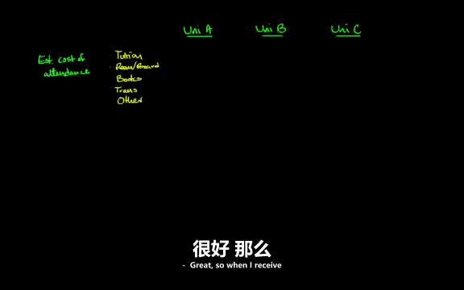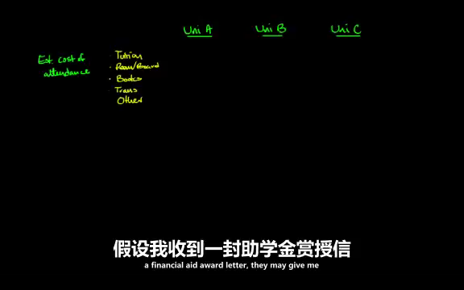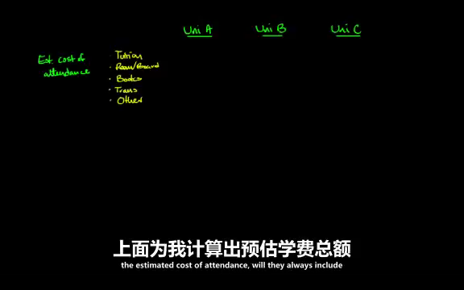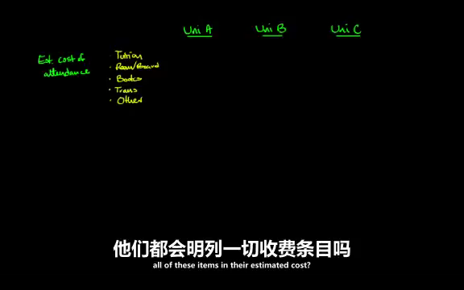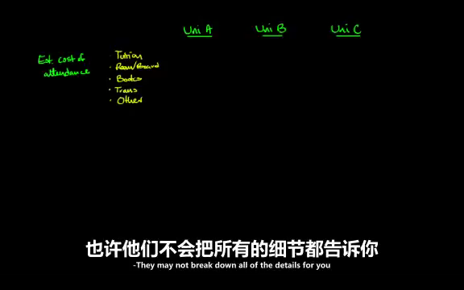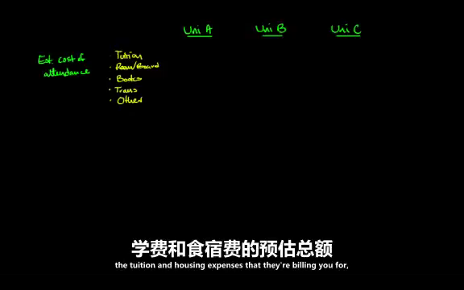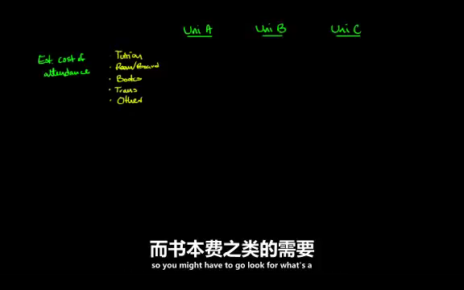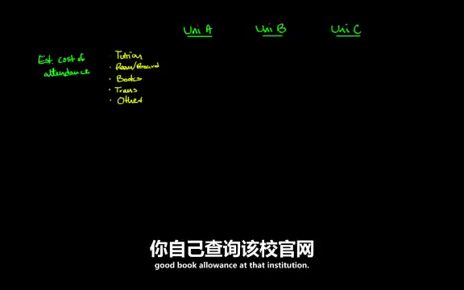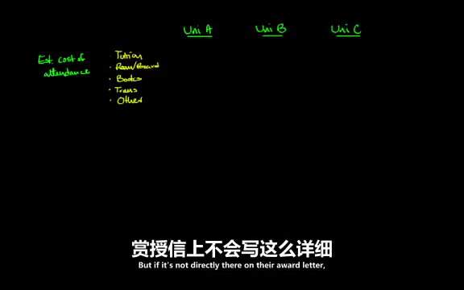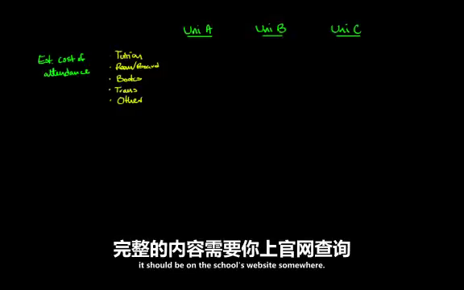Great. So when I receive a financial aid award letter, they may give me the estimated cost of attendance. Will they always include all of these items in their estimated cost? They may not break down all of the details for you. And some schools might include just the direct costs, the tuition and housing expenses that they're billing you for. So you might have to go look for what's a good book allowance at that institution. But if it's not directly there on their award letter, it should be on the school's website somewhere.